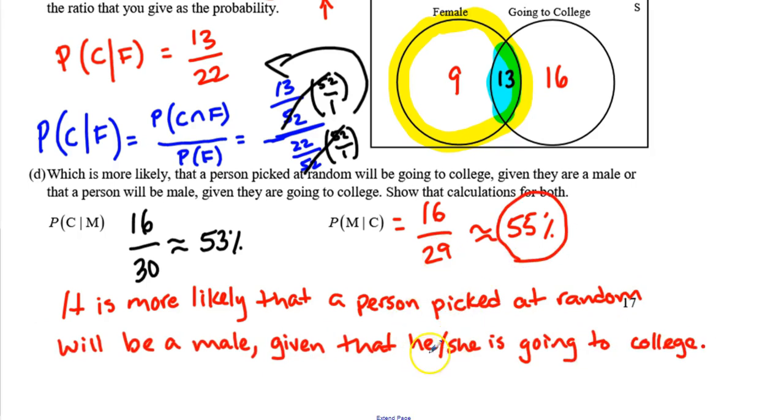Okay, and a little English thing here. Our English people among us would want us to say that he or she is going to college. We should not use the plural here because we're only speaking about a person. Even though this question is written that way, we'll be correct in our answer at least, okay? Cool.